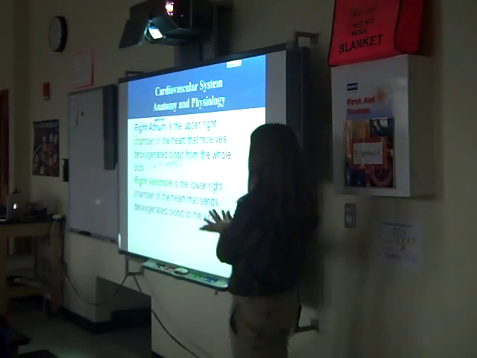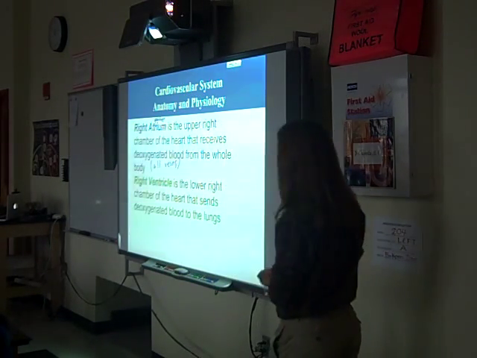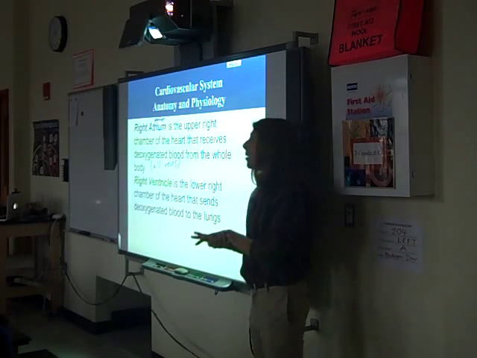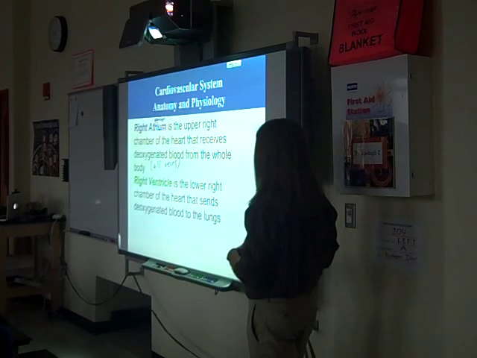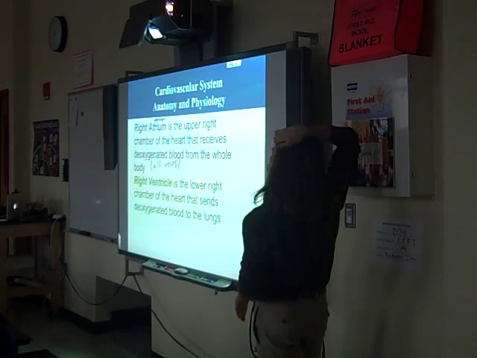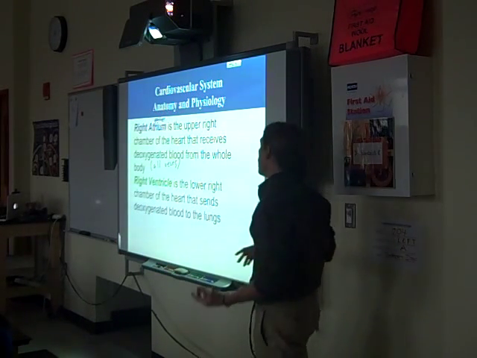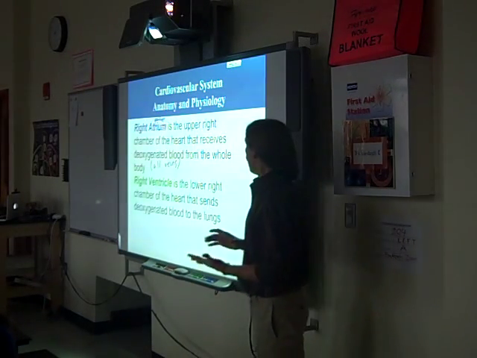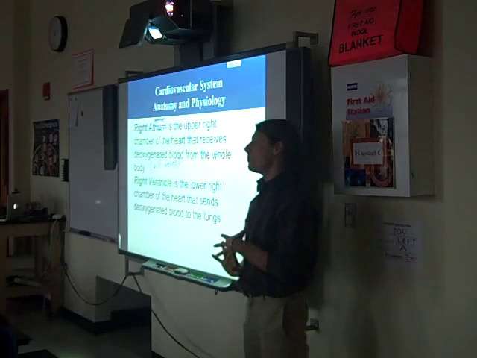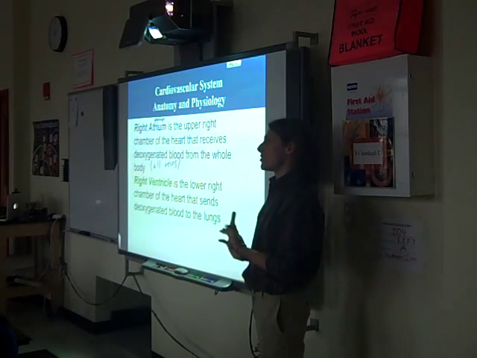All right, so this right ventricle is in the lower right chamber of the heart, and its job is to pump, to send deoxygenated blood to the lungs. So we're thinking about this whole side of the heart, the right side, is only dealing with deoxygenated blood that is carbon dioxide rich.